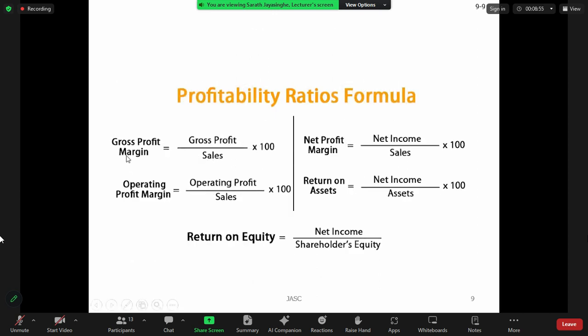You can see gross profit margin: gross profit divided by sales times 100. Operating profit margin: operating profit divided by sales times 100. Net profit margin: net income divided by sales times 100. Return on investment: net income divided by assets times 100. Return on equity: net income over shareholders' equity. So these are profitability ratios you can use for your analysis.